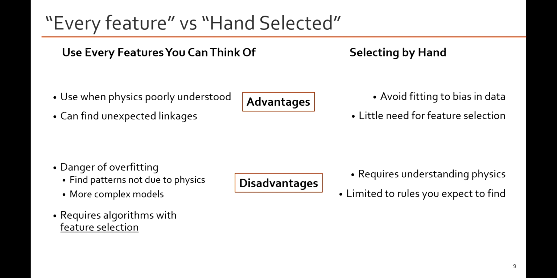And in fact, coming up with every feature you can think of is a good way to start if you don't necessarily understand the physics at all. And the problem is, and this is one that we're going to give you some real-life examples on, that there's a danger of overfitting. Your machine learning model could discover patterns that aren't actually due to the physics in the data, but are perhaps due to some bias in the sampling.